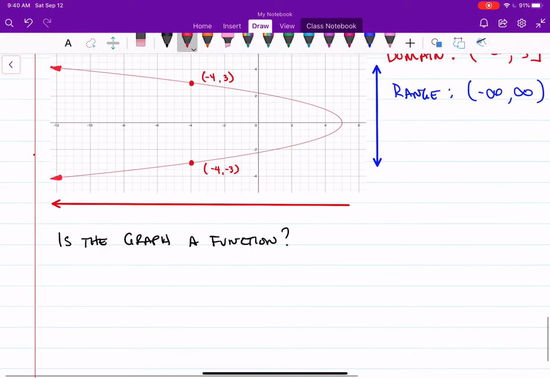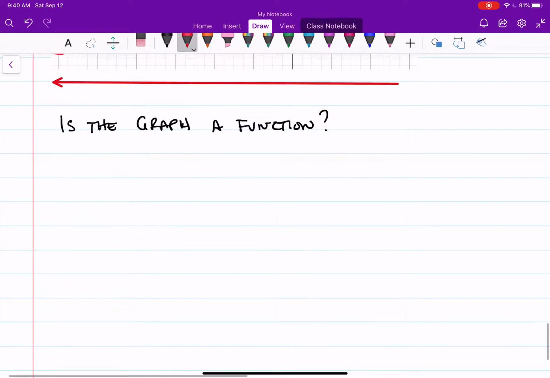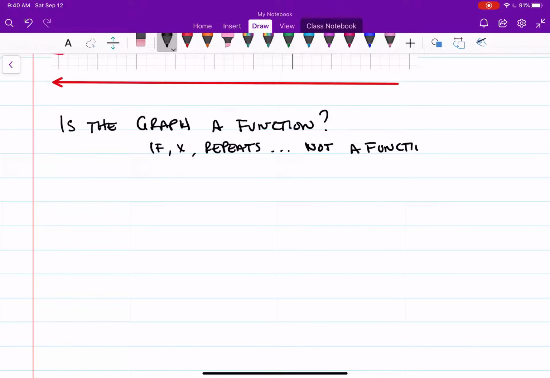That's right, it would be a vertical line. So with a graph, again, let me repeat this. If x repeats, then not a function. Okay? So with this, we have something called the vertical line test.